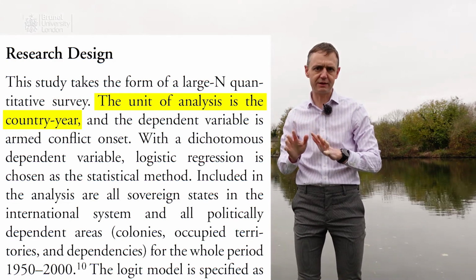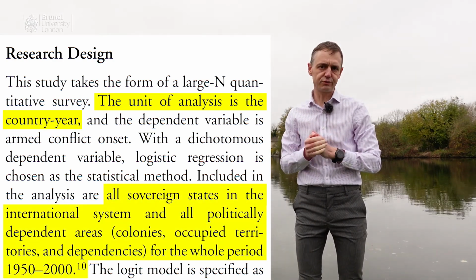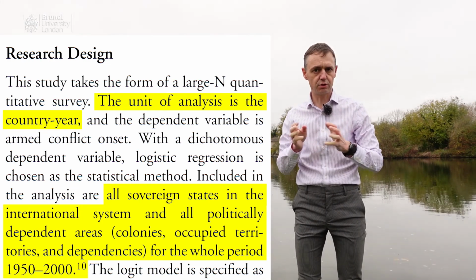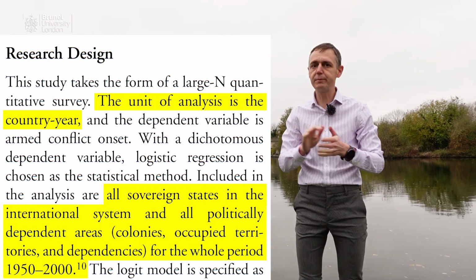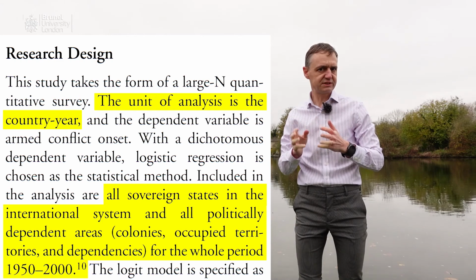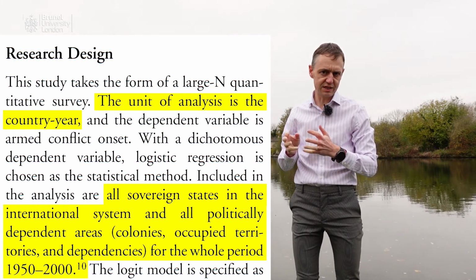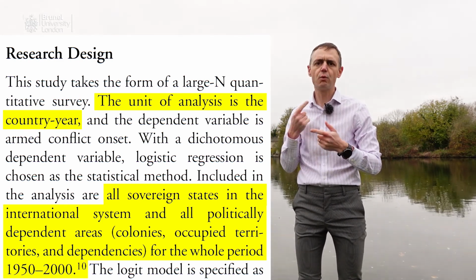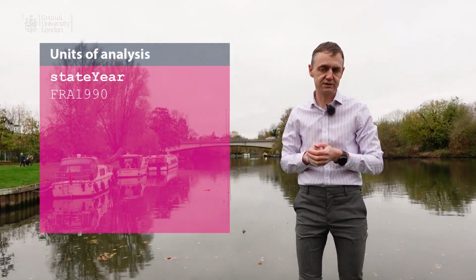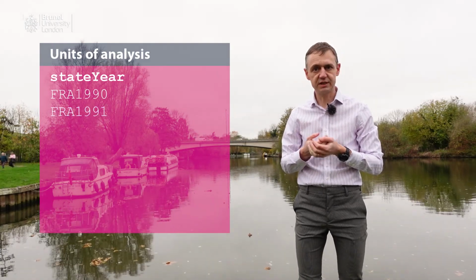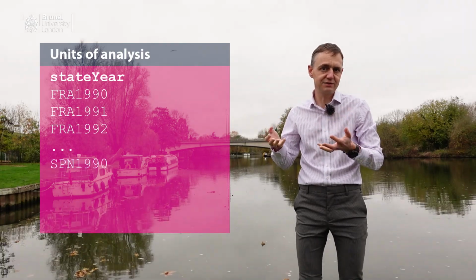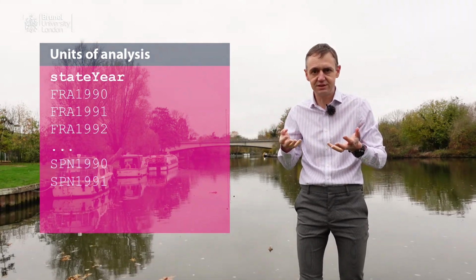If we skip down the paragraph a bit, we see that it's all sovereign states in the international system and all politically dependent areas, colonies, occupied territories and dependencies for the whole period 1950 to 2000. So it's all states in the world plus territories which may not have been recognised as states as they were colonies. So let's pick one state and 1 year. France, 1990. That's one unit of analysis. Another unit of analysis is France, 1991. Then another unit is France, 1992. Similarly, Spain, 1990 is one unit, as is Spain, 1991, and so on.